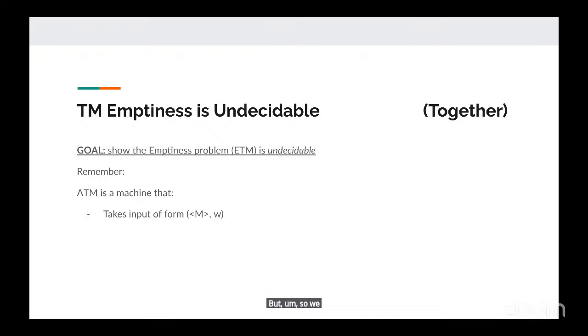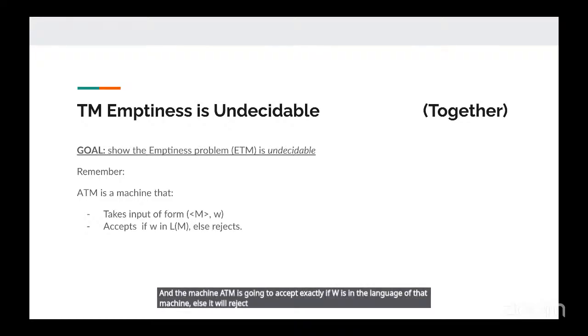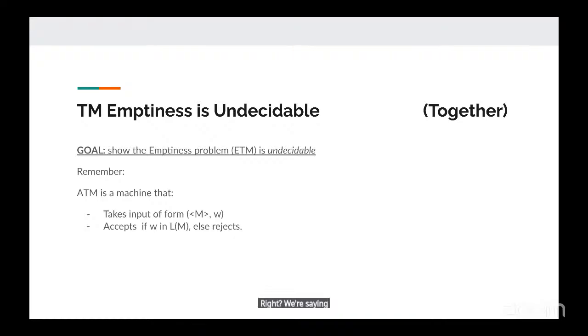So we've got the Turing machine N and the string W. The machine ATM is going to accept exactly if W is in the language of that machine, else it will reject, right? So this is a decider. We're saying that this is decidable. Sorry, it's not a decider, but if it existed, this is what it would do. That's a machine that we've thought about, and we said, no, you can't do that.